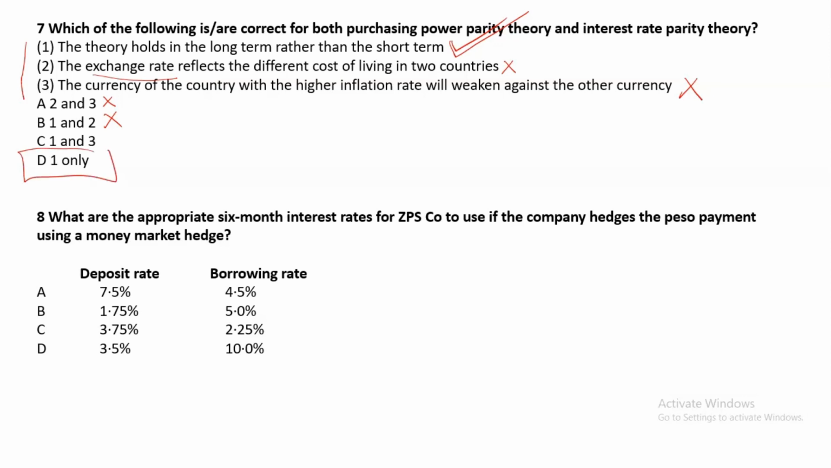Okay, let's attack Question eight. What are the appropriate 6 month interest rates for ZPS Core to use if the company hedges the peso payment using the money market hedge? Now, like I said, you need to first establish what type of exposure this one is. This is a payment.